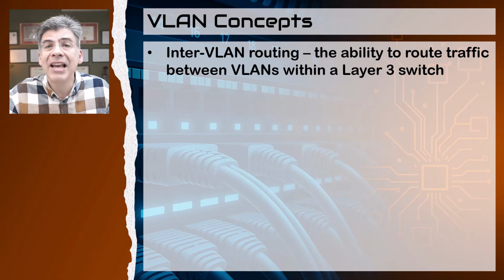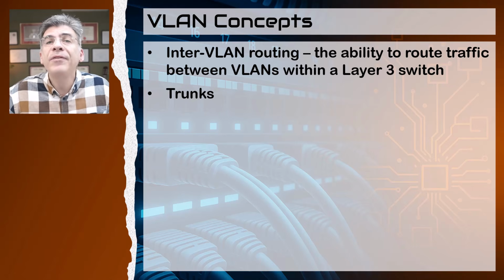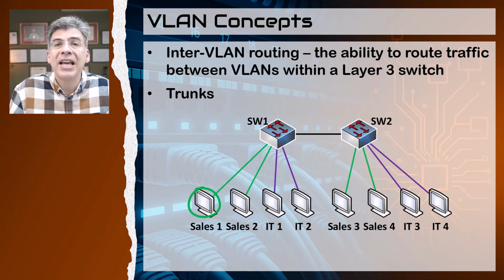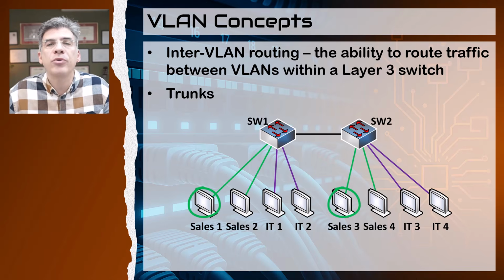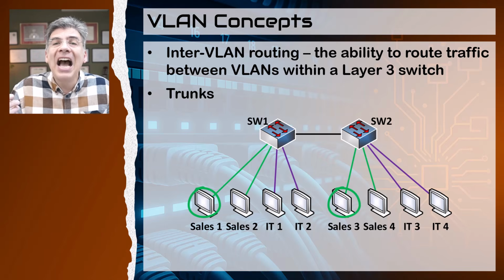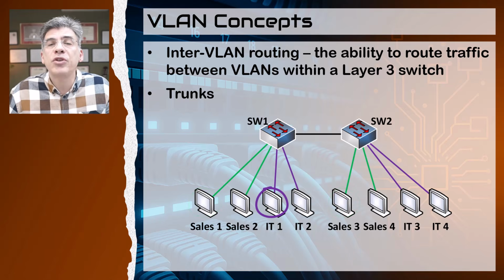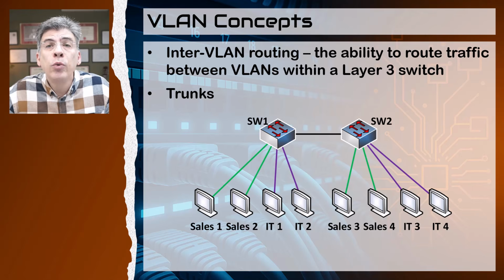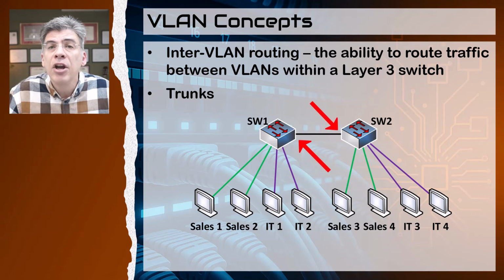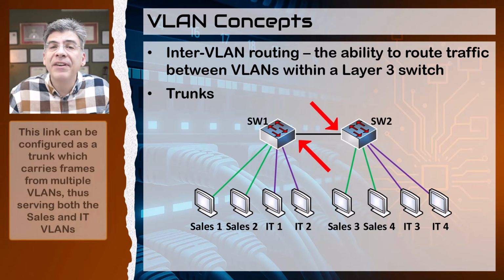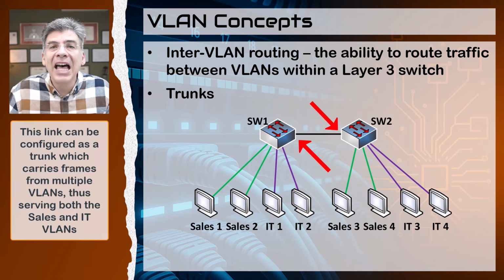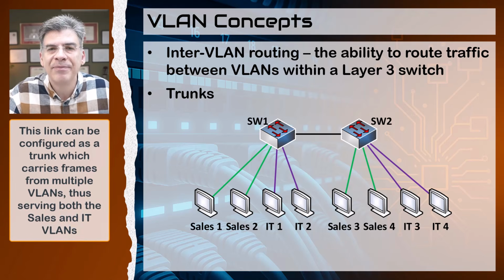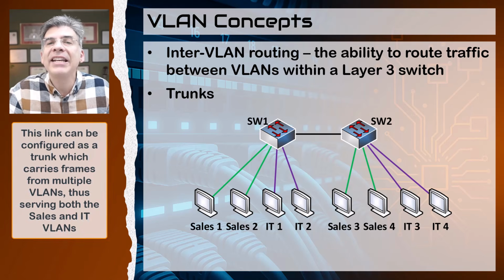Now, another important concept is that of a trunk. What if you have two switches connected to each other like this? You will want the Sales 1 host here to have layer 2 communication with the Sales 3 host here. They'll be on the same subnet. And the IT1 host to have layer 2 communication with the IT3 host here. But you only have a single link between the switches. To what VLAN will you assign these ports here so this whole thing will work? Well, you can configure this link as a trunk, which allows the traversal of frames from multiple VLANs over that same link. We'll talk about both of these concepts in upcoming videos.